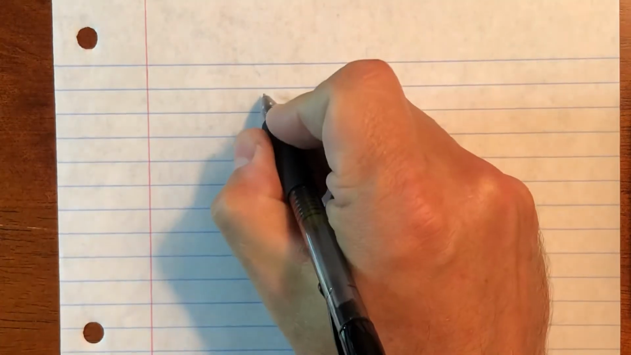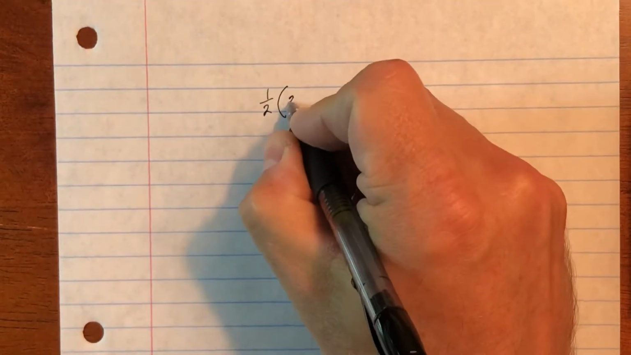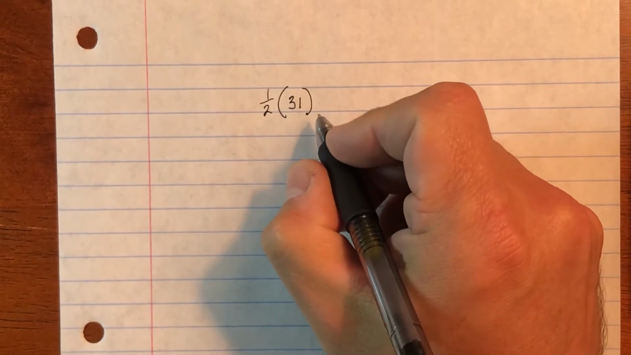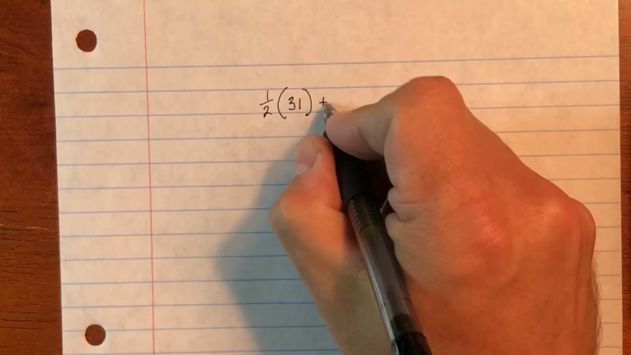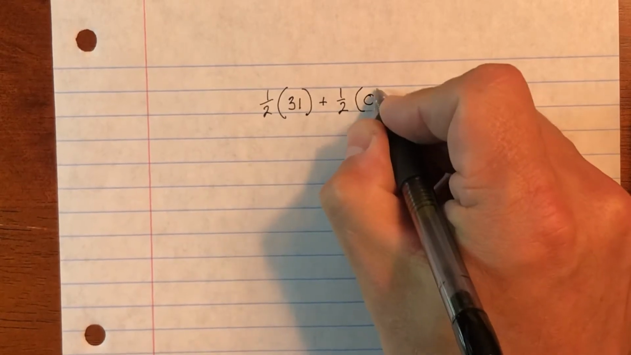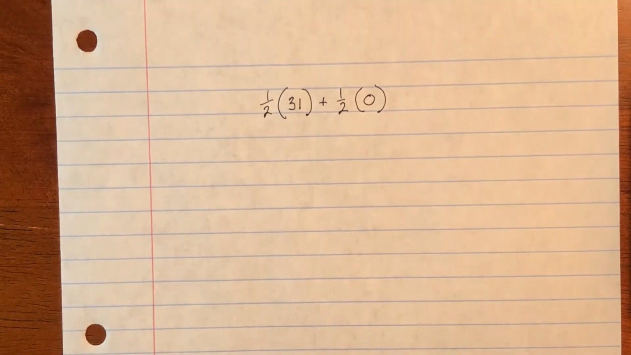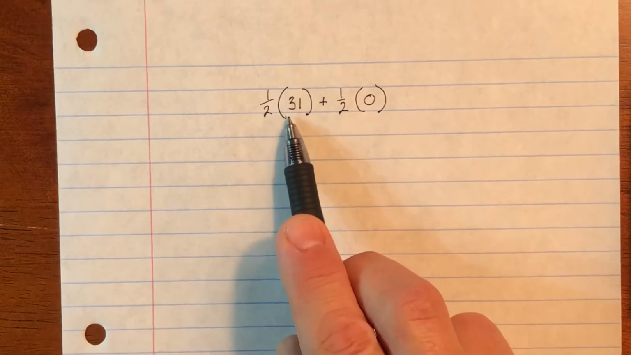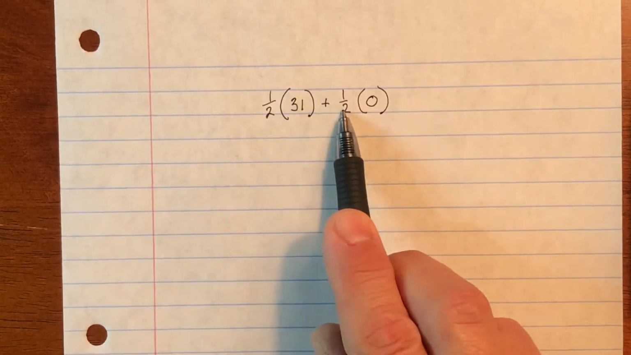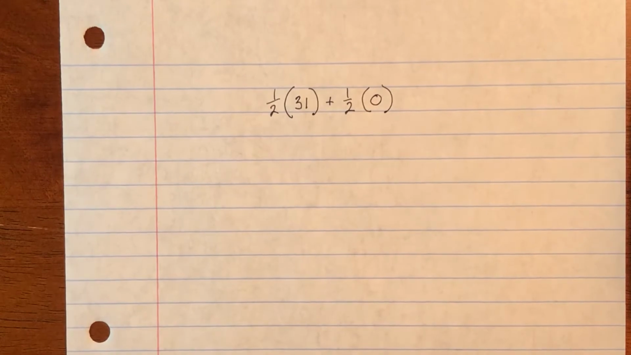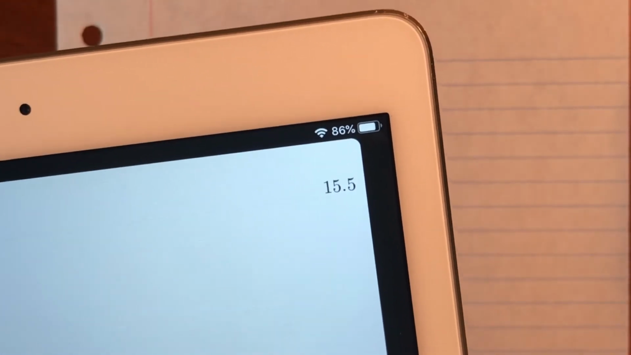I'm going to do a lot of these on paper first, to see how they make sense. The probability that we win is a half, and if we win we get $31. The probability that we lose is a half. If we lose, we win nothing. Notice it costs nothing to enter the game. You just win nothing if you lose. So a half times 31 plus a half times 0 would be the expected value. On my calculator, I'm going to take 1/2 times 31, and that gives me $15.50.